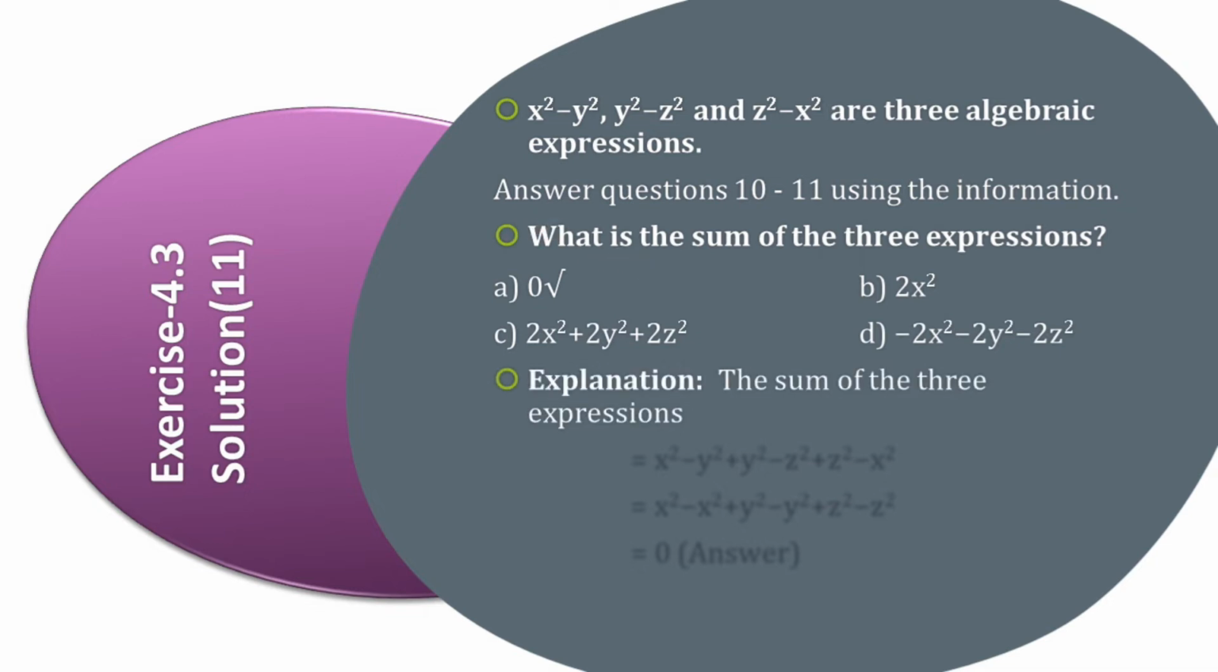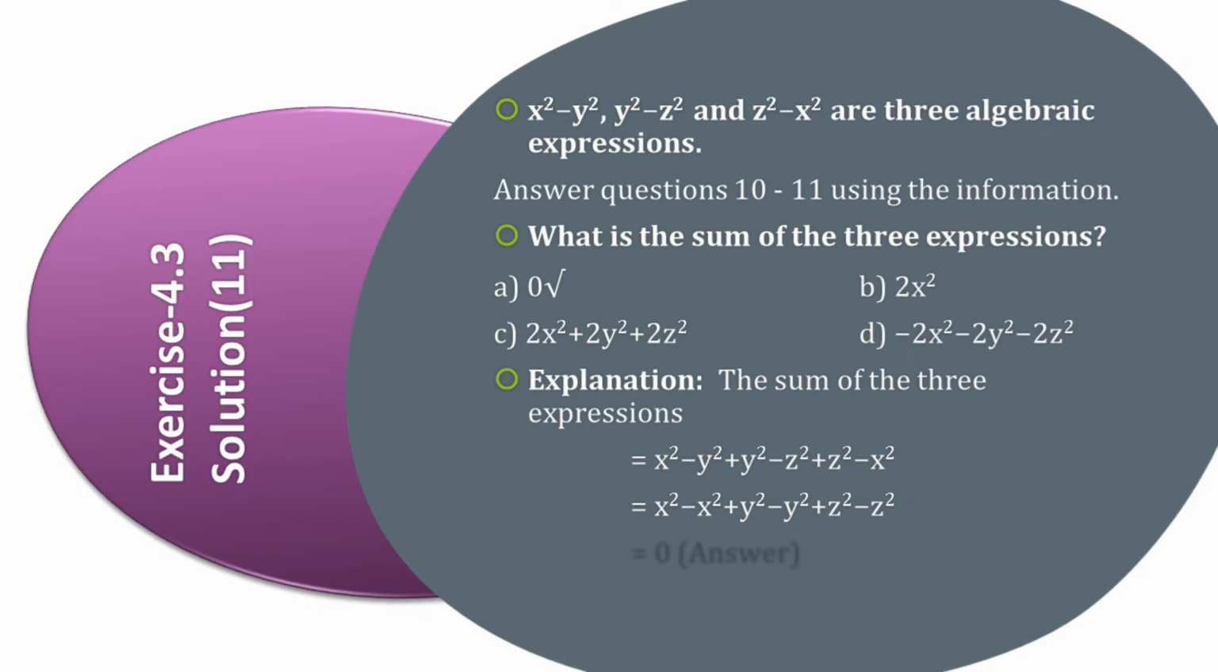The sum of the three expressions, my dear, is x square minus y square plus y square minus z square plus z square minus x square. As you know, similar terms or similar variables we can add. If we arrange these with similar terms, x square minus x square we can write down, plus y square minus y square, plus z square minus z square, because they are the similar terms or same variable.